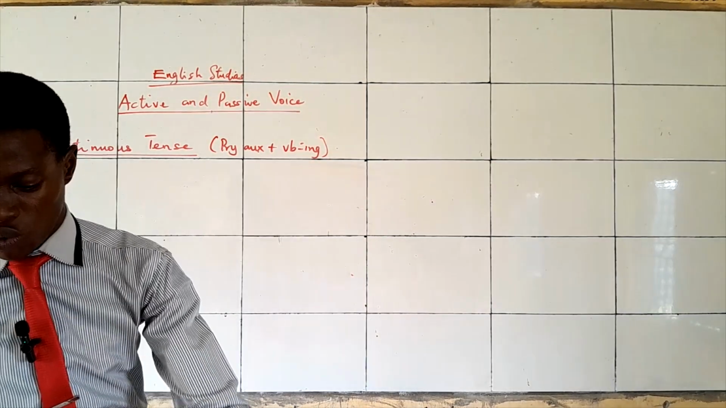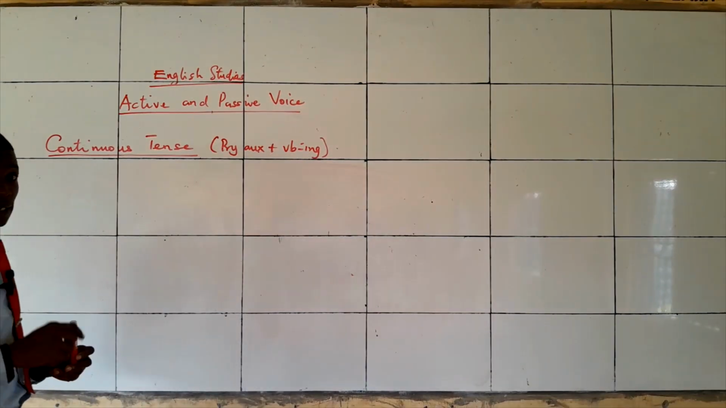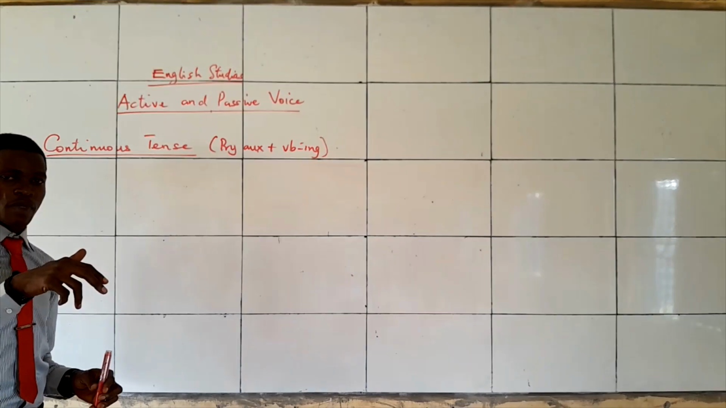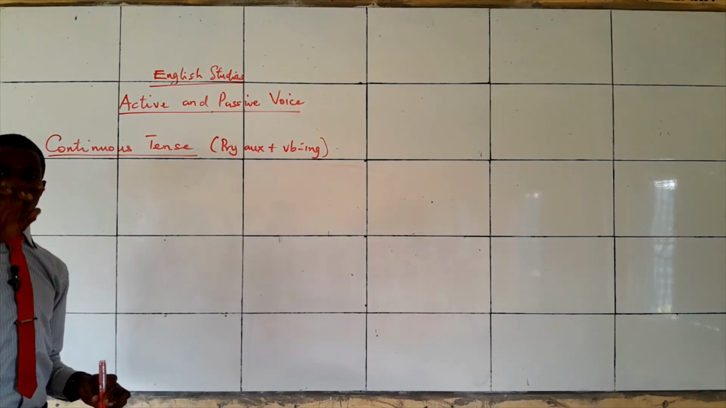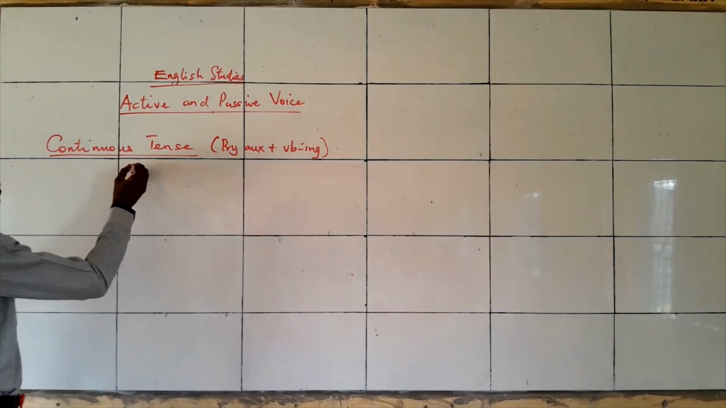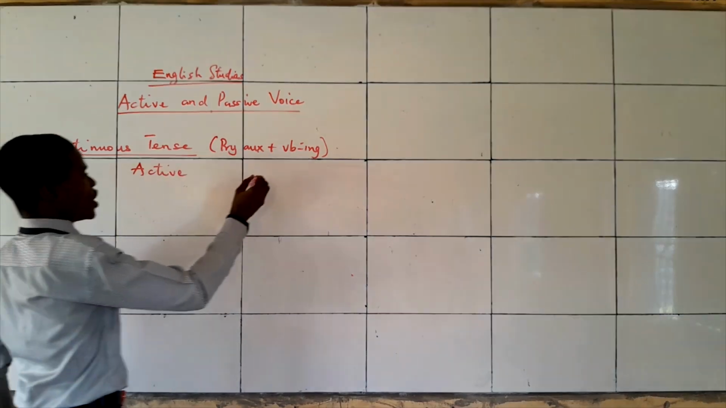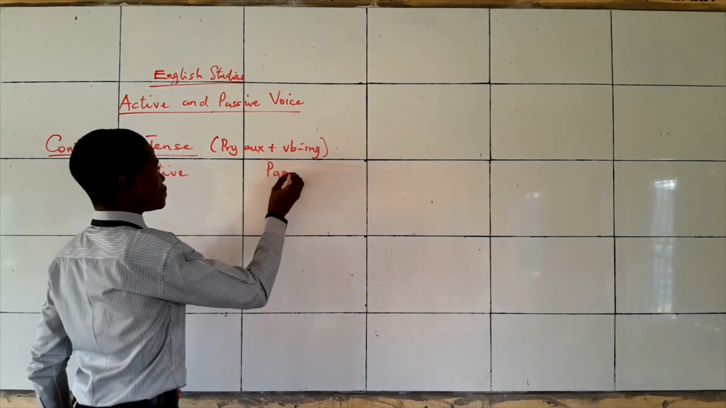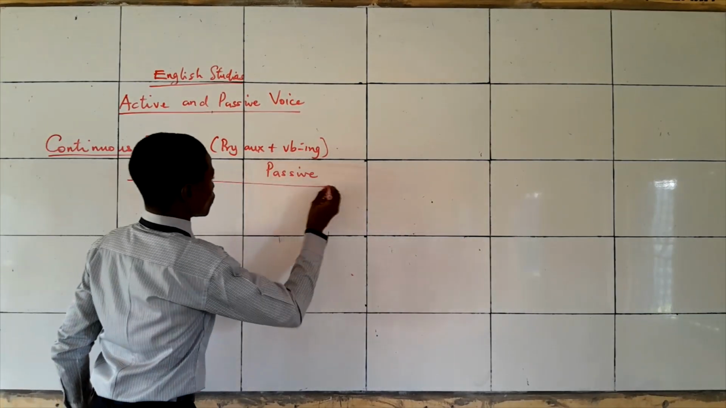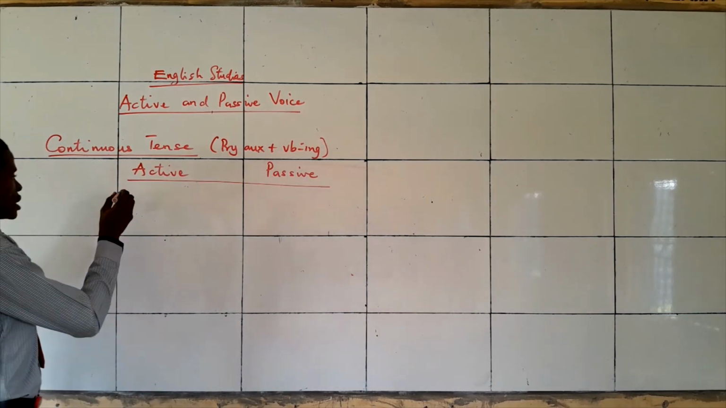For the past continuous now, we pay attention to one thing I said in our previous episode, that we need a time marker for you to indicate that it is past. You need to have a time marker. Now, when we have the active and we have the passive, what are the past continuous markers?